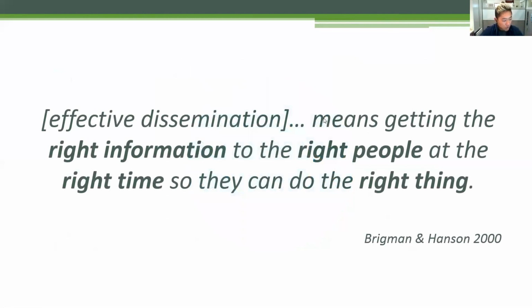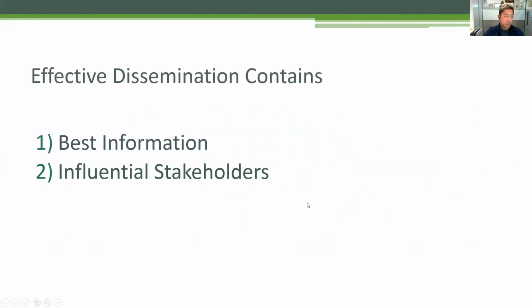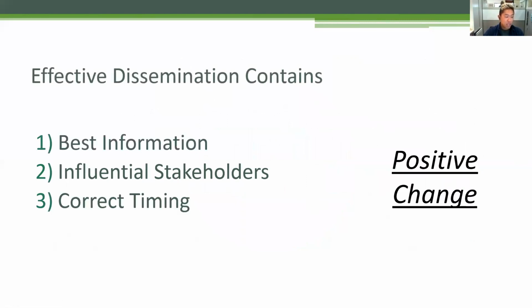So I found this quote. I don't know who these people are, but I like the quote. It says, "Effective dissemination means getting the right information to the right people at the right time so they can do the right thing." So what that basically means is that you want to have the best information possible, you want to have influential stakeholders, and you want to have the correct timing, and that will all in turn lead to positive change.